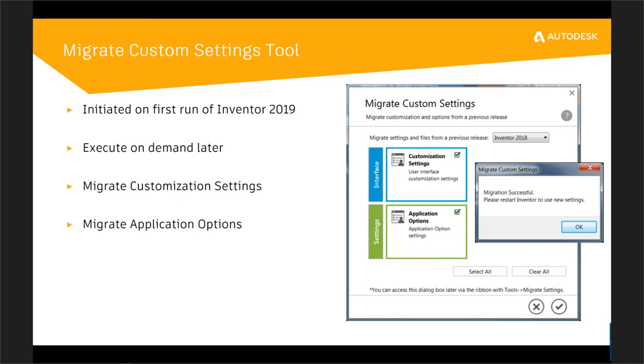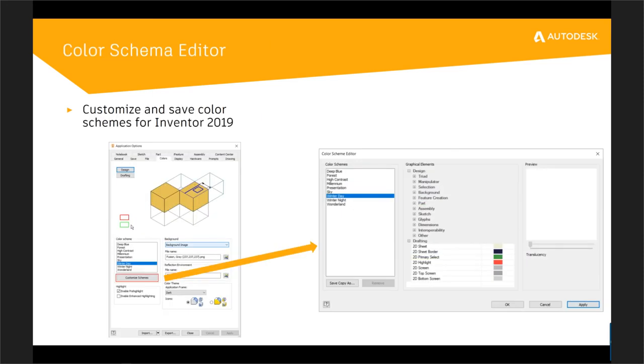Another request we've gotten just from an accessibility standpoint is a lot of the customization that people wanted to do with their colors. So there was kind of this back door way that you could edit colors and color schemes. And what we really found is we needed to make it much more accessible and available for customers. So we now have this color schema editor, and it allows users to access this directly from the application options under the color tab. And all your customizations are saved into the application XML file.